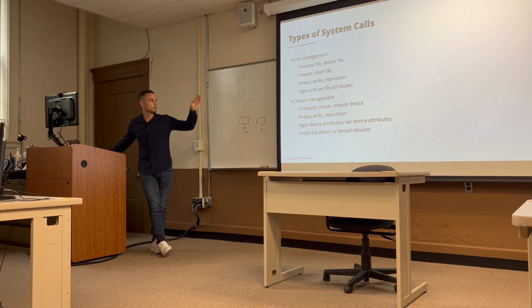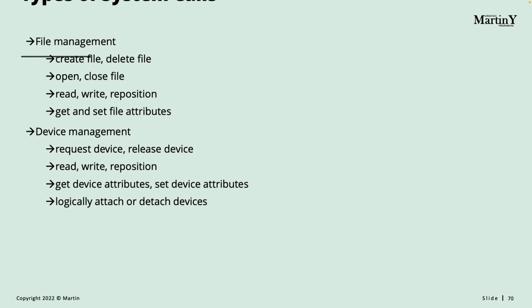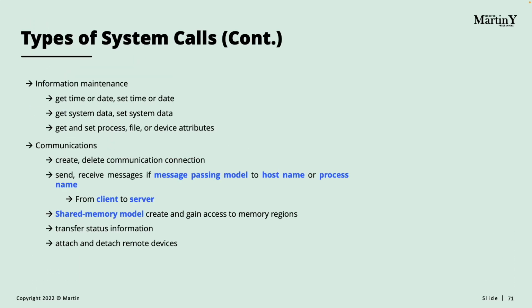Okay, so those are the system calls that we can do for file management. We can open, read, and write files. For device management, we can request a device resource. We can again read and write into the devices. We can also get some information from the system, like date and time, some system data.